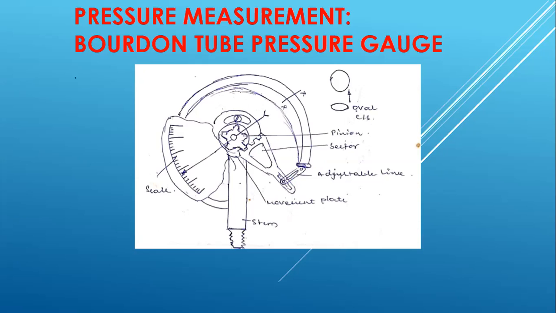When the pressure increases in the air tank of the air compressor, what will happen? All of you observe here, this is the stem. Here the pressure increases. Due to the increased pressure, the rubber tube elongates in the outward direction.